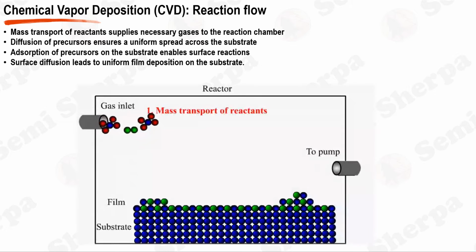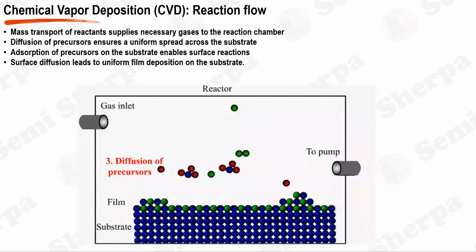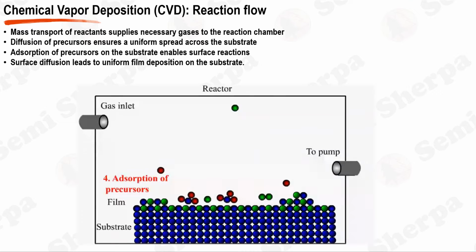Step 3. Following the mass transport of reactants, the diffusion of precursors occurs in the gas phase. This is where the precursor gases spread from areas of high concentration to areas of lower concentration, reaching all areas of the substrate surface. Step 4.